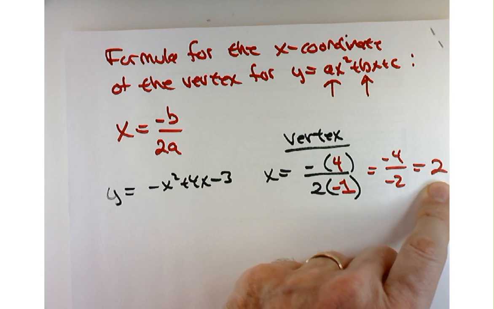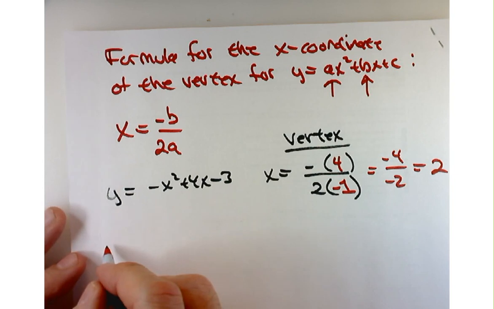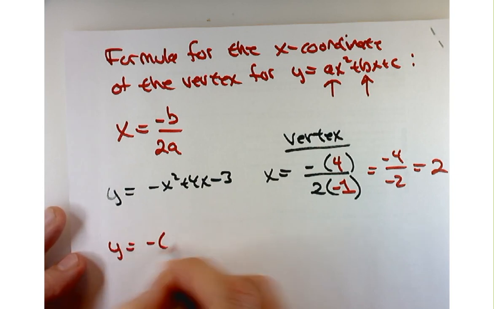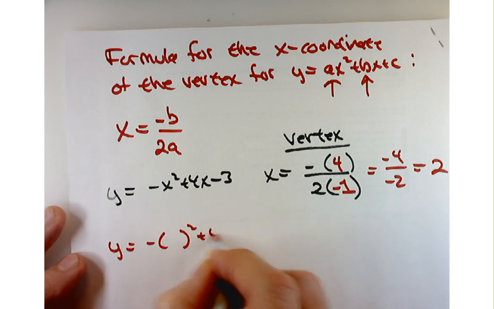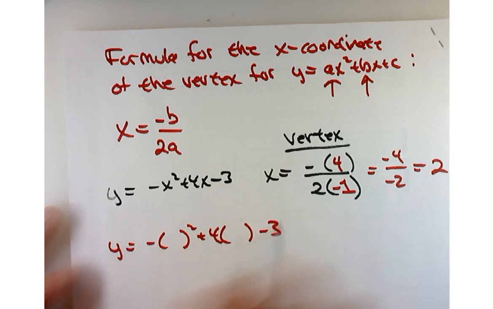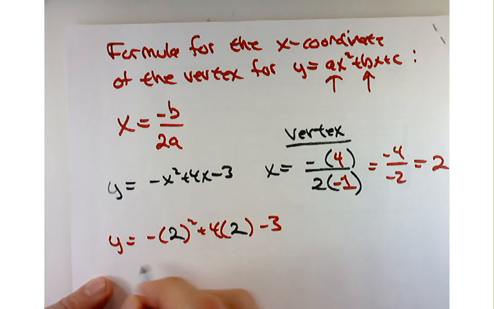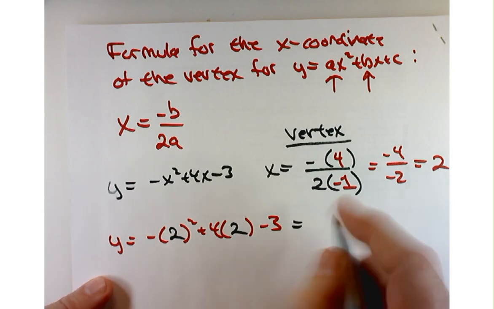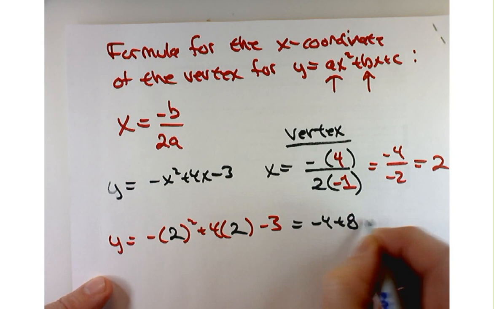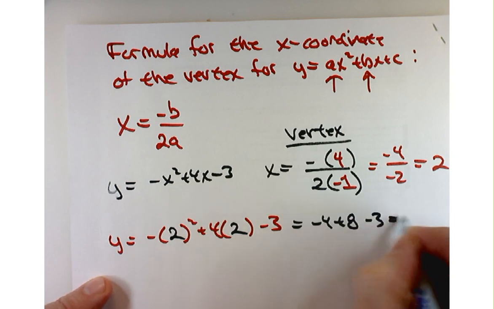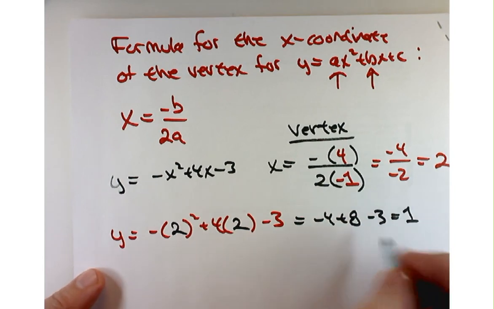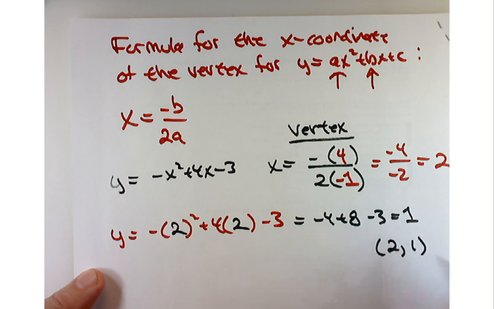So that's your x coordinate. How am I going to find the y coordinate? Plug in the 2. Negative of 2 squared plus 4 times 2 minus 3. That would give you negative 4 plus 8 minus 3, which is 1. So there you go, 2 and 1.